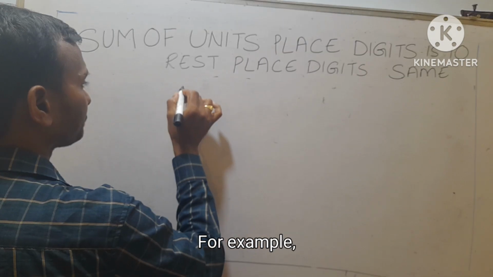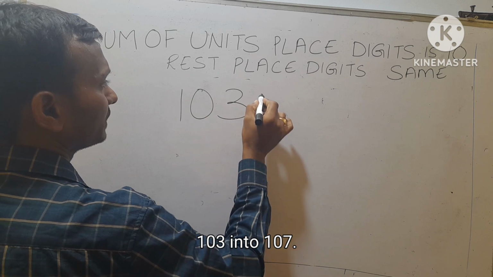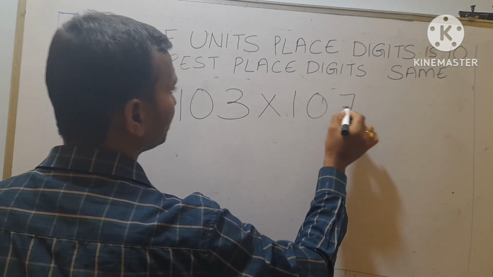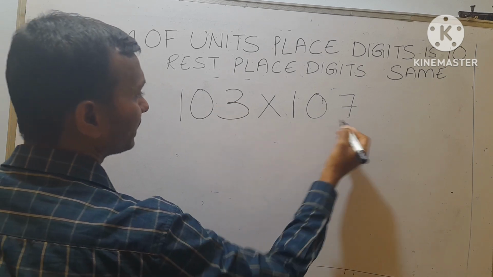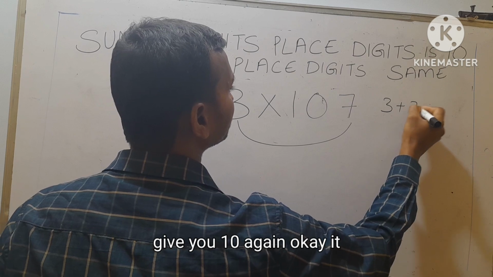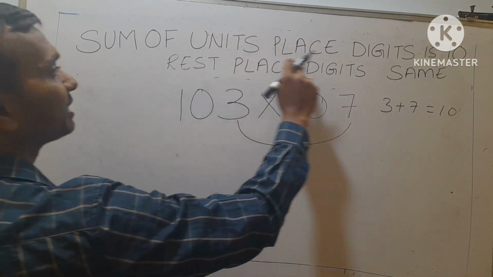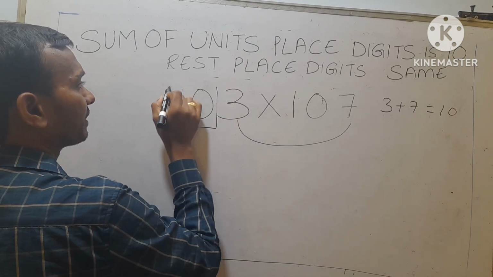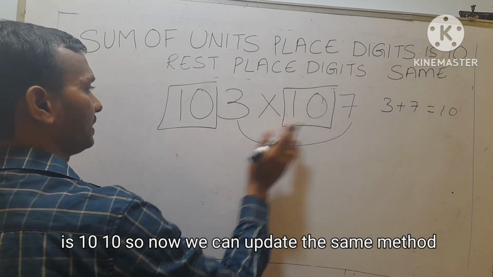So now, for example, 103 into 107. See here, units place digit 3 here, 7 here. 3 plus 7 will give you 10 again. Okay, it is following the rules. Sum of the units place digits is 10. The rest of the digits are common in both, that is 10, 10.